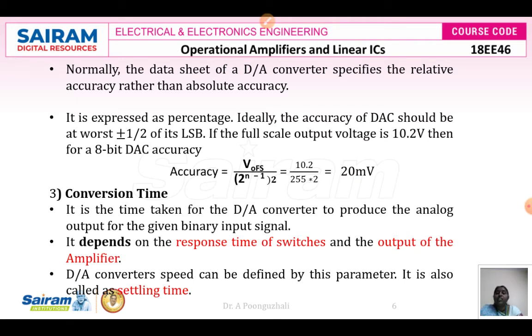Next is conversion time. Conversion time is nothing but the time taken for the D2A converter to produce the analog output for a given binary input signal. That means this conversion time is going to depend upon the response time of the switches and the output of the amplifier. The speed of the D2A converter can be defined by this conversion time parameter. It is also called the settling time.